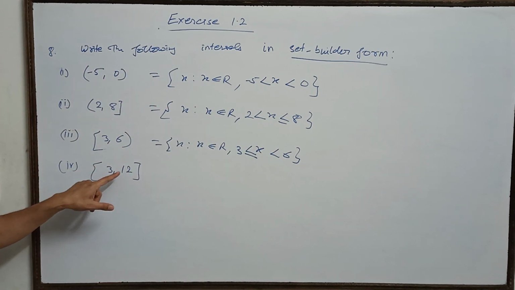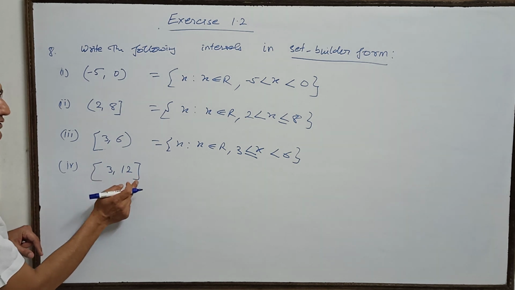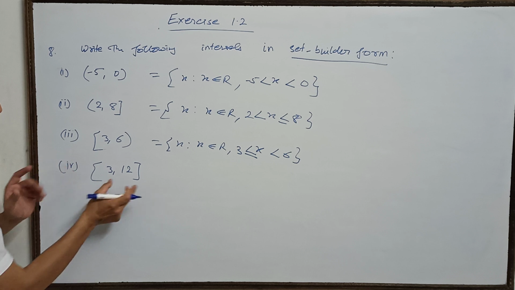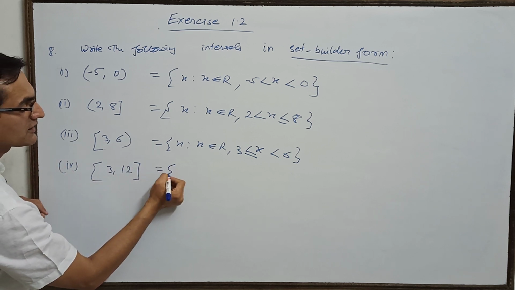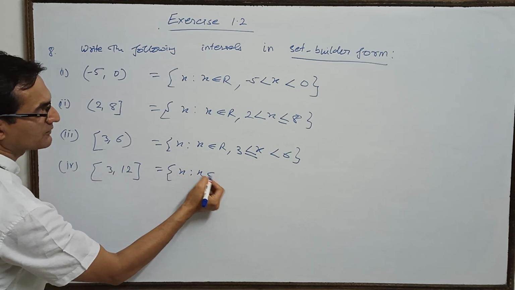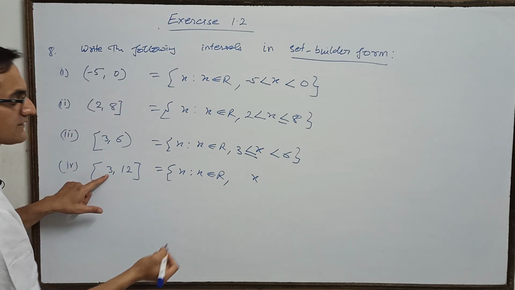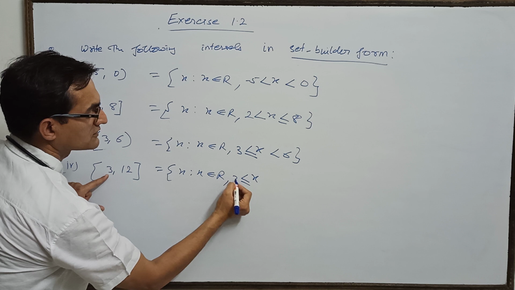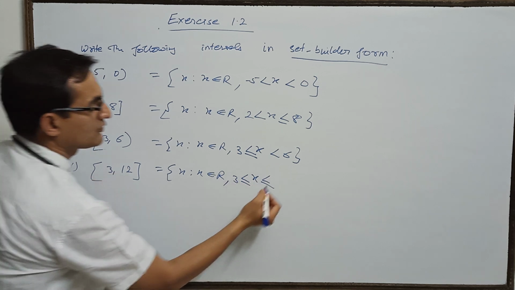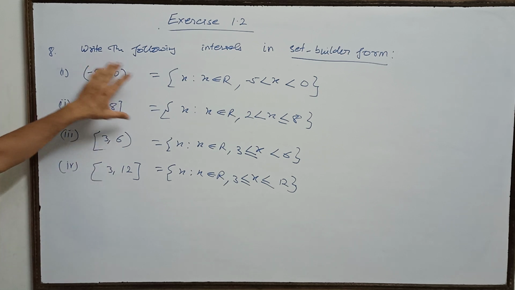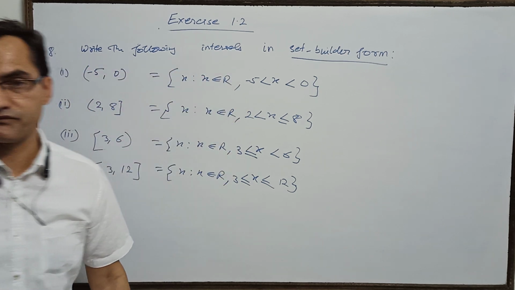Now 3 is also included, 12 is also included, so this is a closed interval. Both endpoints are included, so you will write it as x such that x belongs to real numbers and x is greater than or equal to 3 and less than or equal to 12. Is it clear? This was the set builder form.